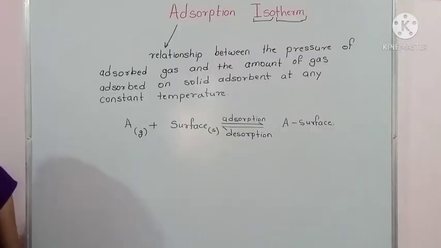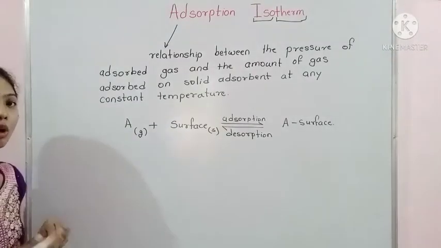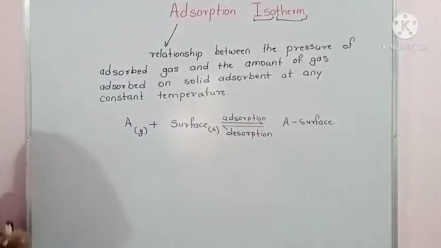An adsorption isotherm may be given in the form of an equation or a graphical curve. There are two types of adsorption isotherm. First is Freundlich adsorption isotherm and second one is Langmuir adsorption isotherm. So in this video we will discuss Freundlich adsorption isotherm.